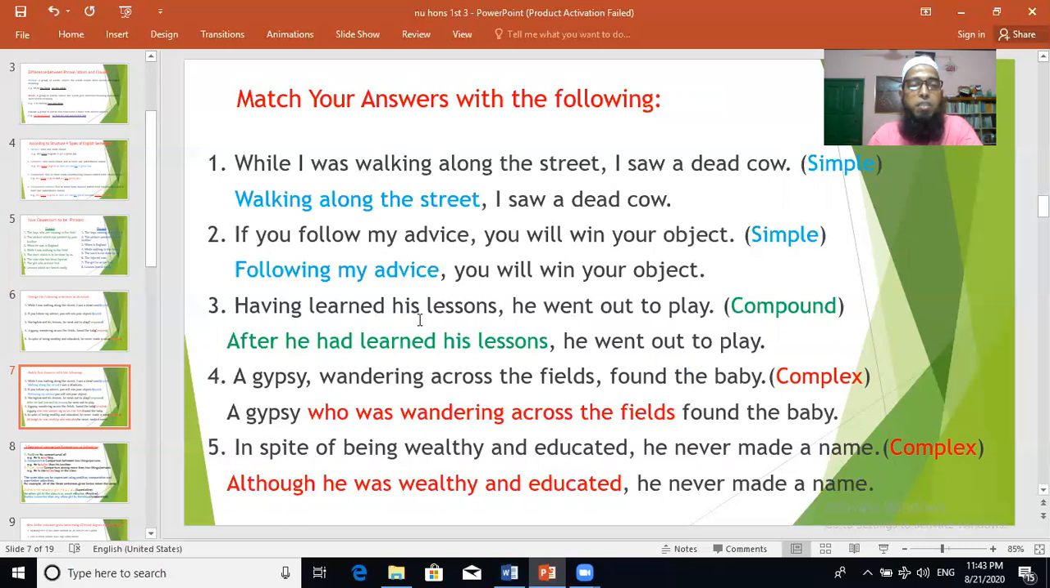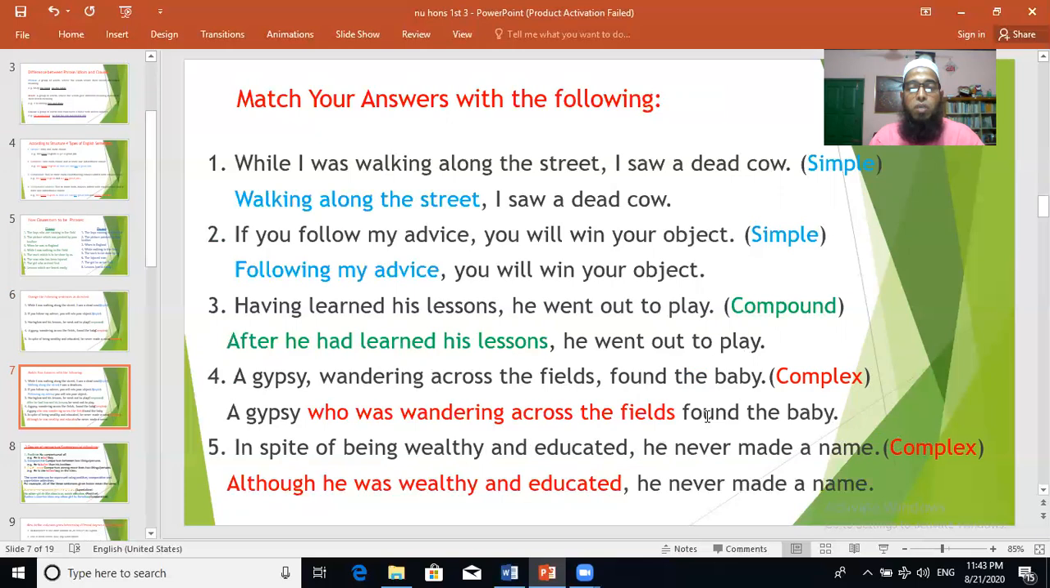Number 3, having learned his lessons. This is a phrase, we have to make it a clause. After he had learned his lessons, he went out to play. Because he went out to play is past simple tense, we have to make the clause past perfect tense. After he had learned his lessons, he went out to play. Clear? Number 4, a gypsy wandering across the fields. This is a phrase. To make it complex, we have to make it a subordinate clause. A gypsy who was wandering across the fields found the baby. A gypsy who was wandering across the fields, this subordinate clause, found the baby.